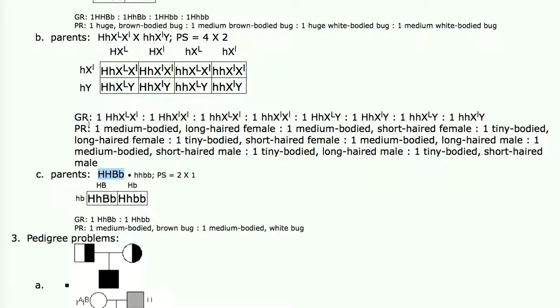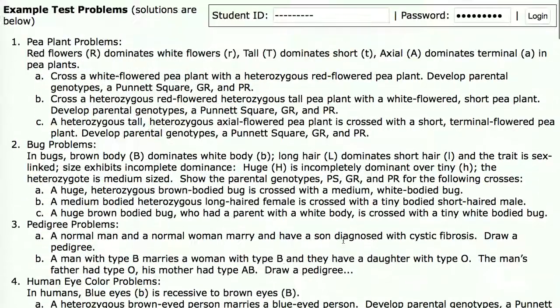And that's because one of their parents, the parents of this bug, had white body. And if that's the case, then that little b came down here for sure. The other parent was tiny and white-bodied. And there it is. Now, this Punnett square is a lot smaller. This organism can only make 2 gametes. This one can only make 1. So it comes out to a 2 by 1 problem. The GR is one of each, a medium brown to a medium white, and the PR is 1 medium brown, 1 medium white. Okay, so that completes those Punnett square problems.